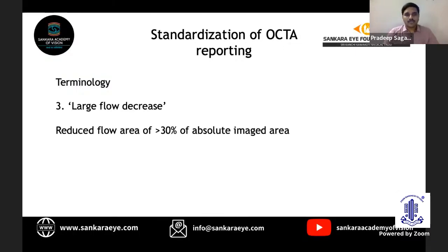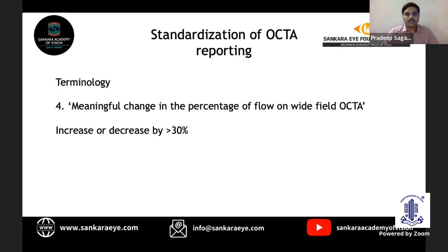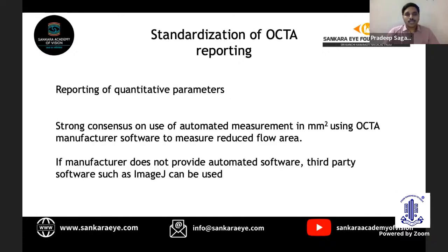So the term large flow decrease was defined as a reduced flow area of more than 30% of absolute imaged area. They defined a meaningful change in percentage of flow on wide field OCTA as an increase or decrease of more than 30%. And moving on to the reporting of quantitative parameters, there was a strong consensus on use of automated measurement in square millimeter using OCTA manufacturer software to measure the reduced flow area. There are various other quantitative parameters, but there was no consensus on those.